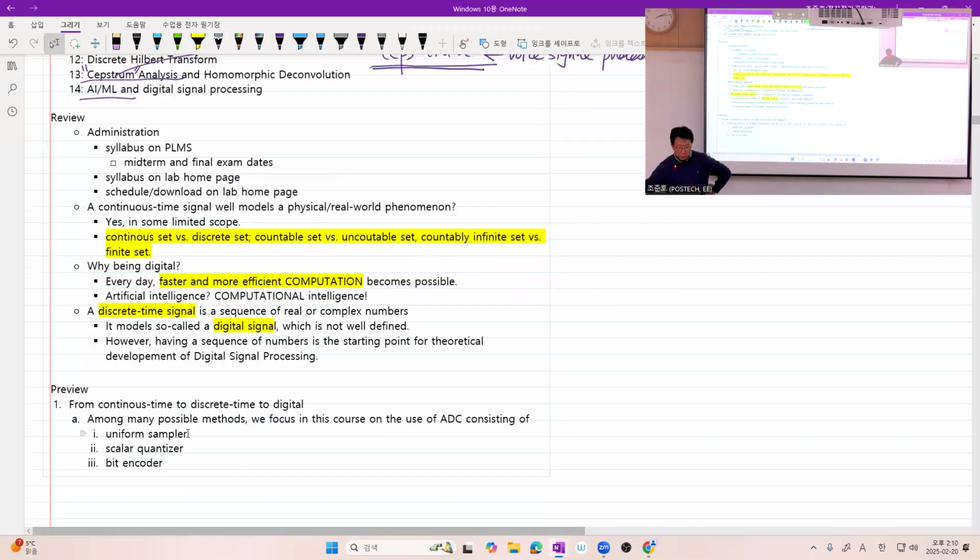Okay, let's review. About the course administration, I told you that you have fixed midterm and final dates, and I'm not going to move that time slot. Sorry about that. And second, we have two home pages. One is on PLMS, and the other is on my lab homepage.